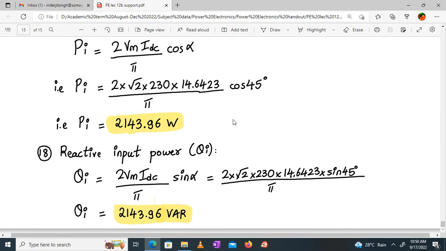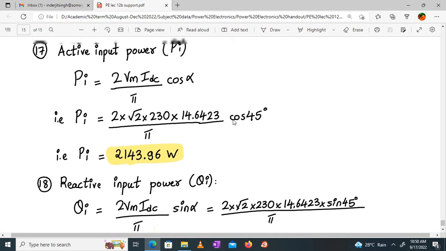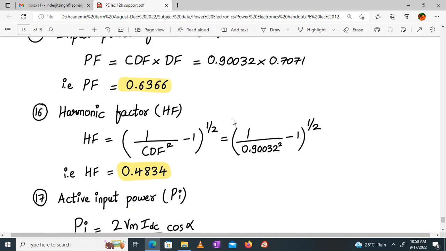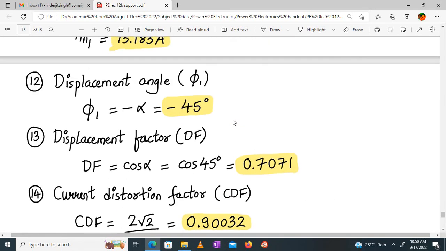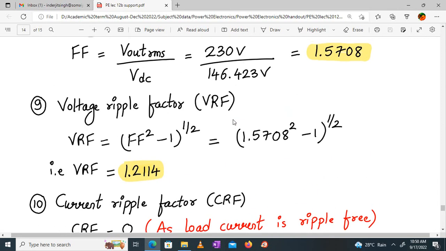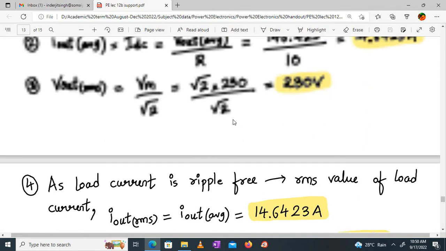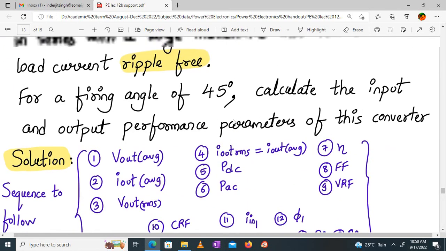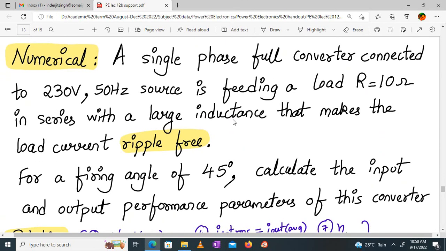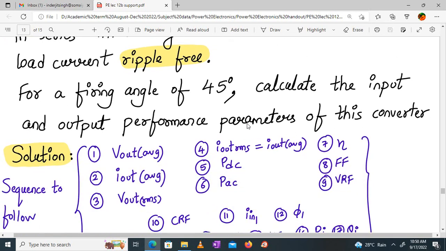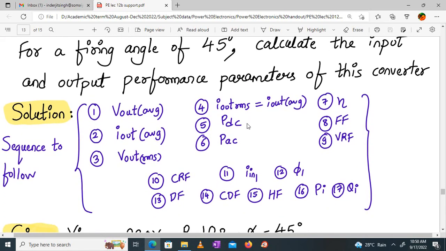So in this way, these are the various input and output performance parameters of a full converter. Normally this numerical can be asked for around 10 marks, and the data which is given is minimal, which is V in RMS, R value, inductance value is very large so that it makes the load current ripple free, and a firing angle will be given. So whenever we have to calculate input and output performance parameters, it's better to follow this sequence.